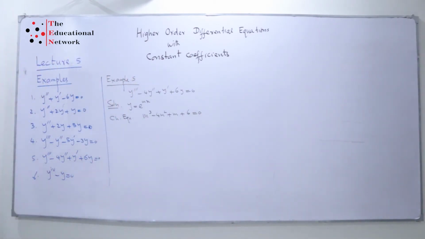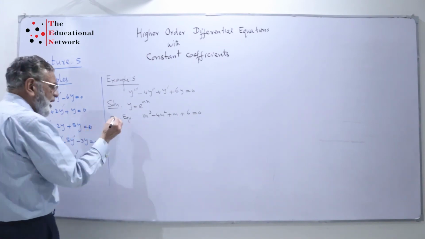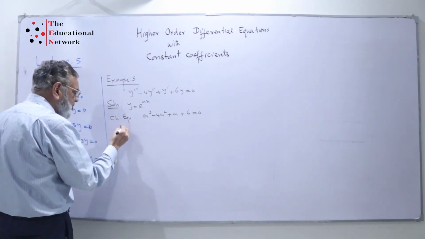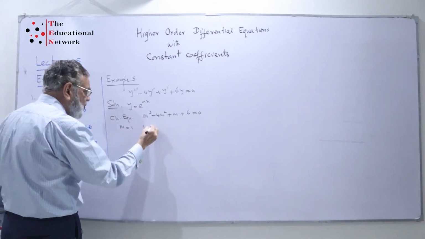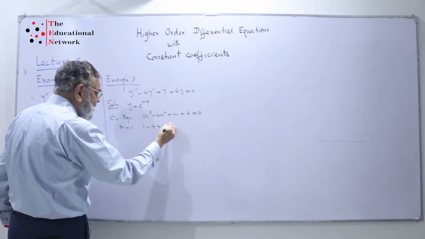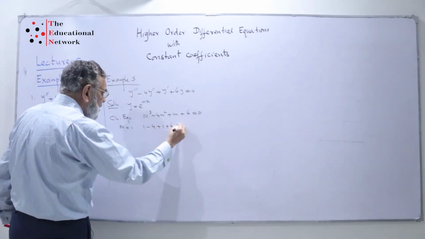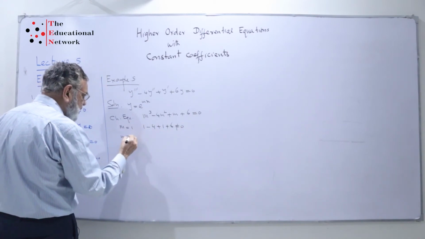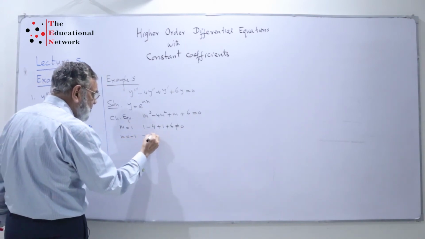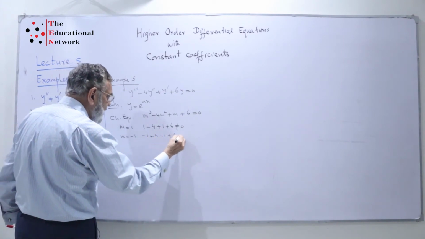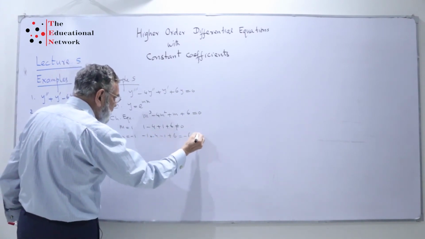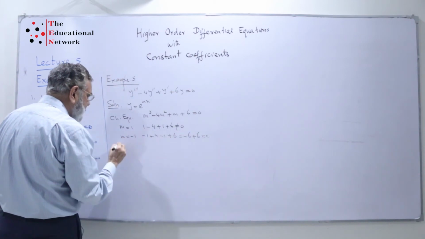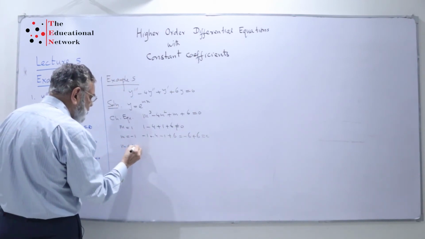We want to factorize this one. Again, we take the first trial solution, m = 1. When we take m = 1, we get 1 - 4 + 1 + 6, and this is not equal to 0. We take m = -1, we get -1 - 4 - 1 + 6. This is -6 + 6 = 0. So we say m + 1 = 0 is a root.